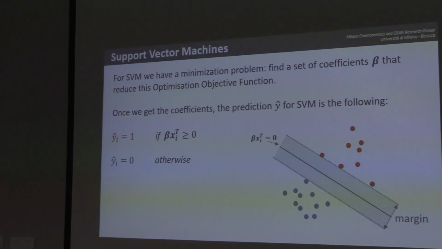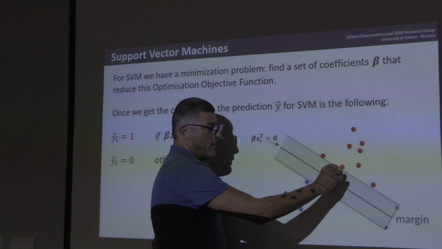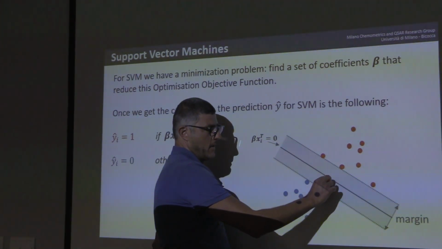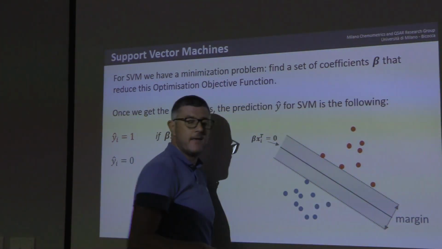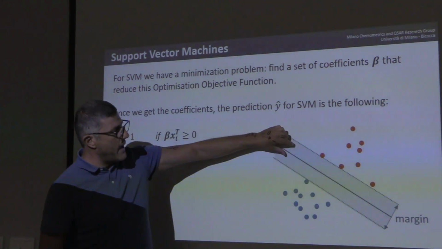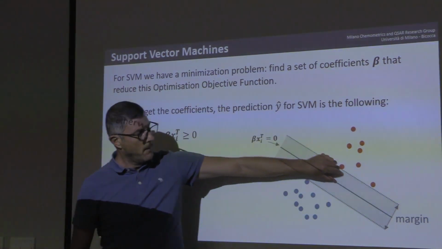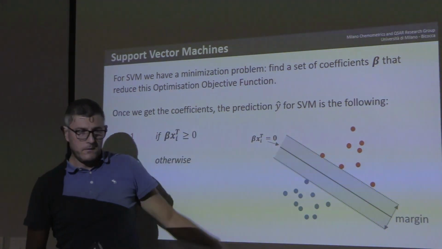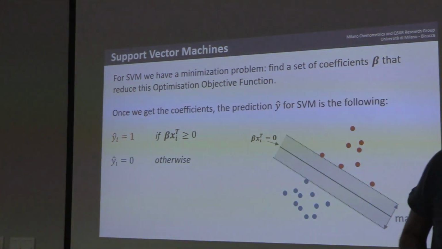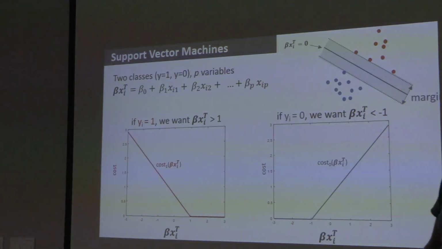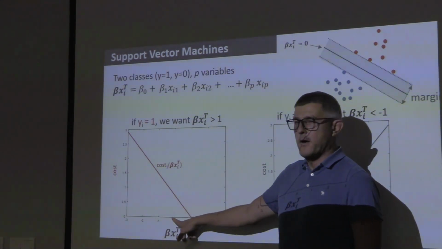That's the threshold. But if you remember the cost function, we try to maximize this stuff. Support vector machine tries to not have samples in this area, in this margin. This is due to this optimization function. Can you see that?